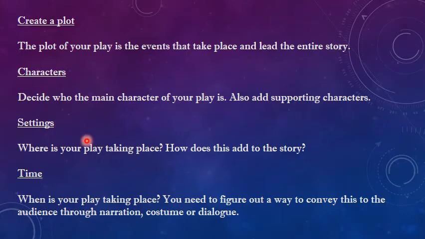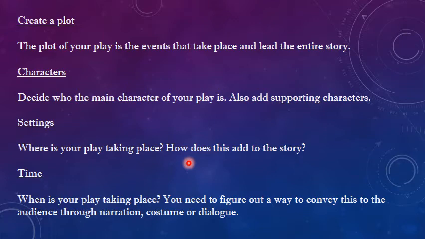Create a plot. The plot of your play is the events that take place and lead the entire story. So you have to create the plot. So what are the events that are taking place and lead the entire story? Okay. Now characters. Decide who the main character of your play is. Also add supporting characters, because it's very important. The dialogues and the characters are very important for a play.